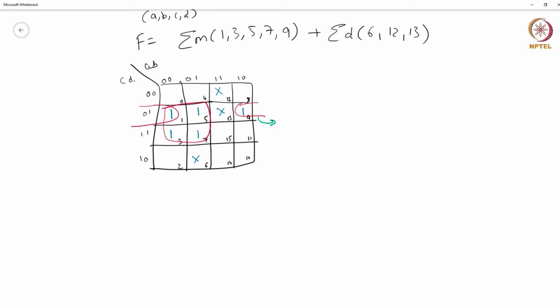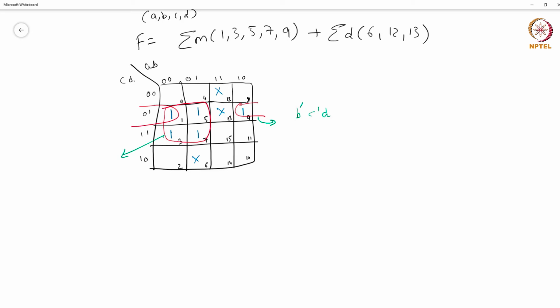Here 0 and 1 does not change for this row, so we can directly write C dash D. And for this term and this term, A is 0 and 1, so A can be minimized, but B is the same for both of these min terms, so we can write B here. B would be there in the complemented form, so this is B dash. Okay, so what about this?